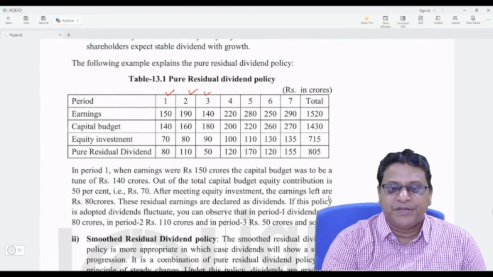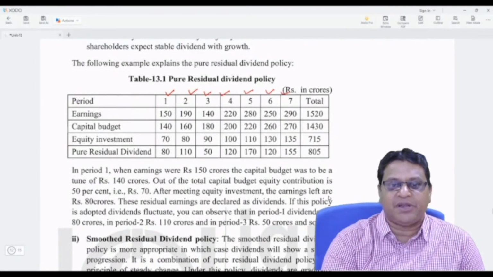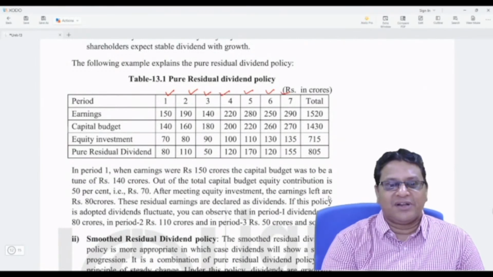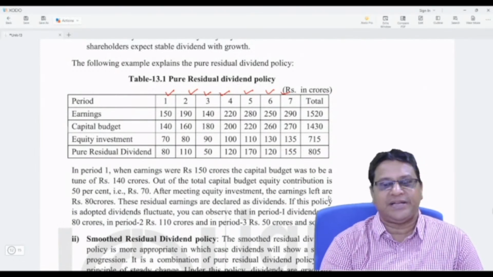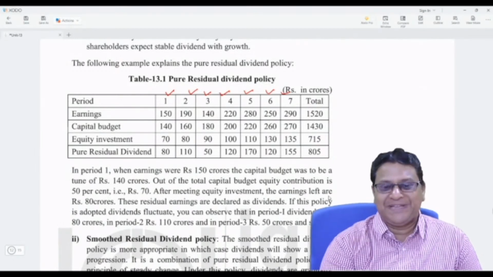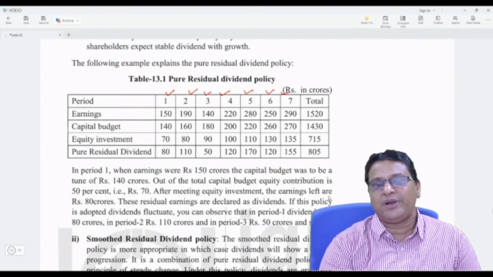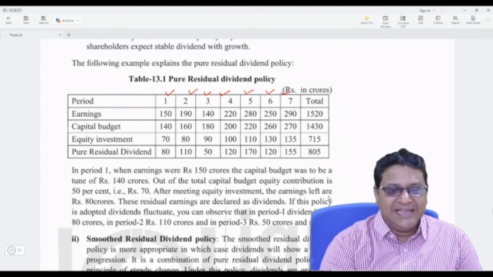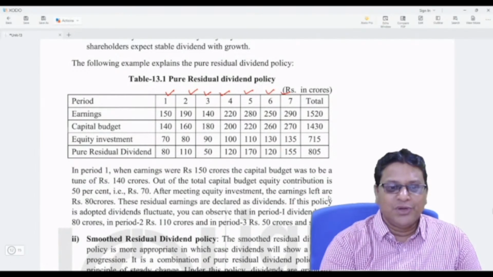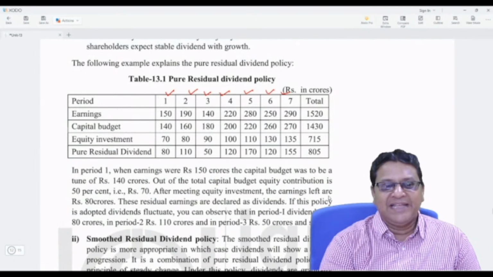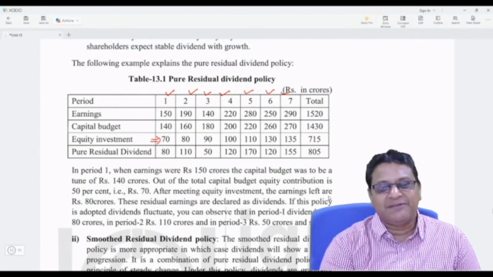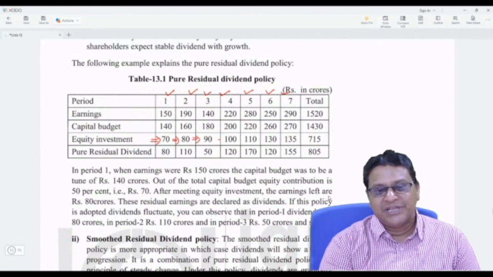Period 1, period 2, period 3, period 4, 5, 6, 7. Earnings are given: 150, 190, 140, 220, 280, 250, 290. The capital budget of each year is given: 140, 160, 180, 200, 220, 260, 270. And equity investment is given. We know earning is given, capital budget is given, and equity investment is given. Equity investment means the internal finance to be used.